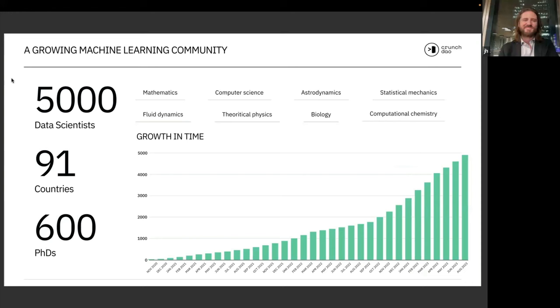But more practically, and John can stop me on this, we are a growing community of machine learning enthusiasts and experts. Among the 5,000 members, 600 of these have a PhD from 900 countries. And as I said, the background is really diverse. Of course, there are many machine learning engineers, quant people, so people working in the more traditional quantitative finance field, but also different fields, going from theoretical physics to pure mathematics, statistical mechanics, and so on.